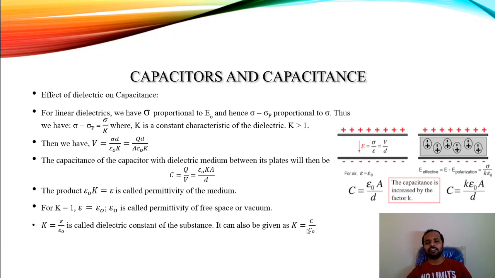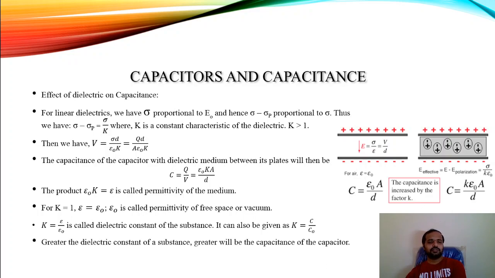That is, the dielectric constant can be given as C divided by C naught, where C is the capacitance of the capacitor with the dielectric medium, and C naught is the capacitance of the capacitor without the dielectric medium. So obviously, the greater the dielectric constant of the substance, the greater will be the capacitance of the capacitor.